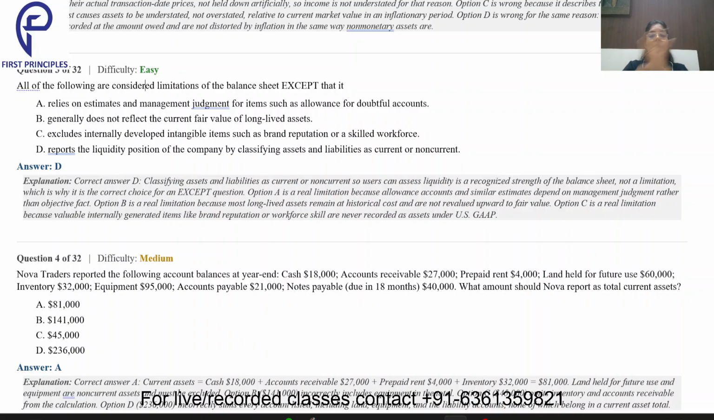Why? Because we clearly show what is current asset, what is current liability, what is non-current asset and what is non-current liability. So this is actually one of the strengths or advantages of the balance sheet. So that is why this is an exception to the limitations and option D is the correct answer.